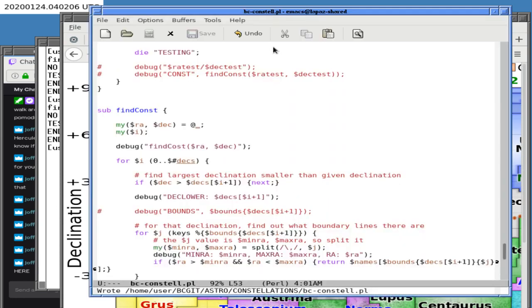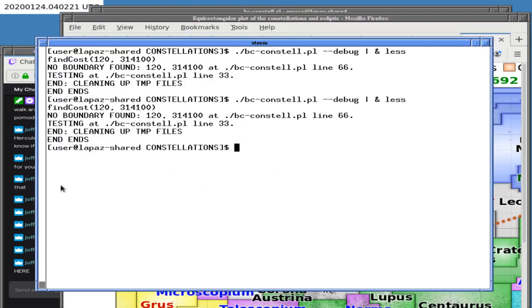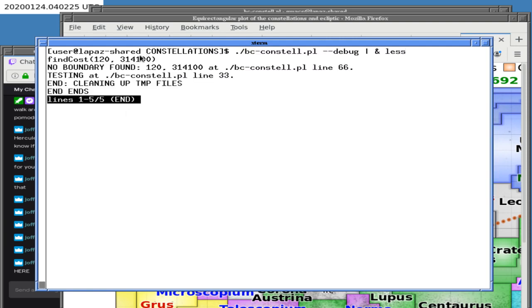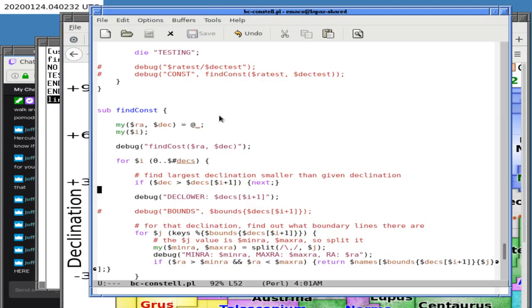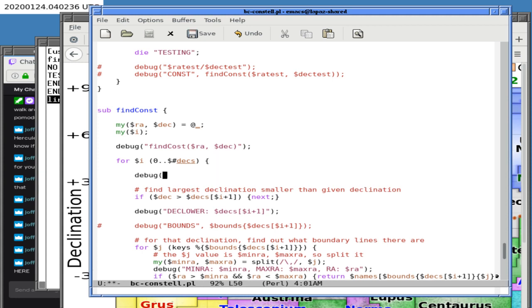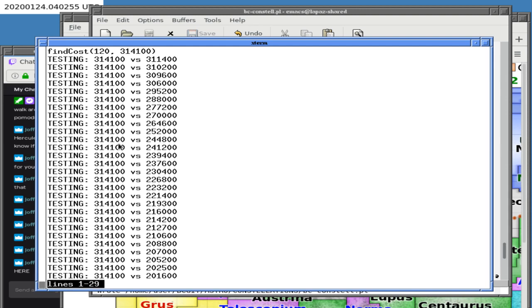So find Constellation. We should be getting a deck lower here. So we do call this thing once. I mean, that is good. Okay, well. I get the feeling I'm doing this test backwards, but let's find out. Oh. Yes, that is the backwards test.